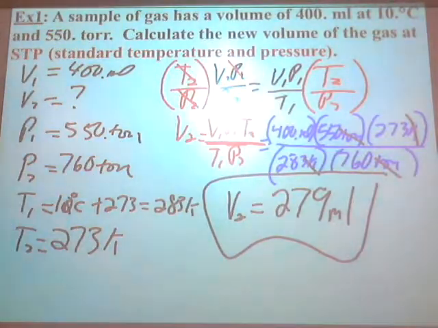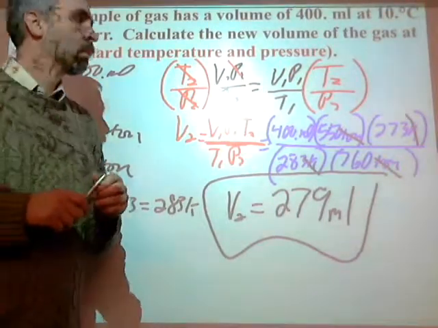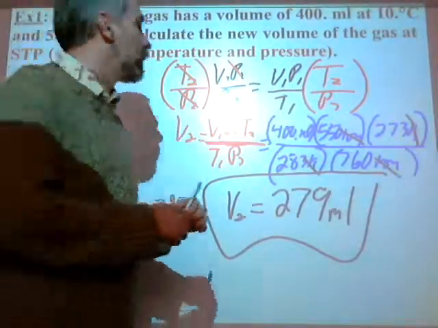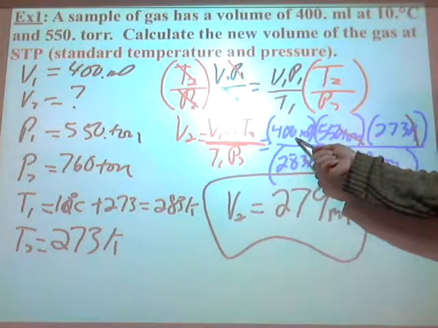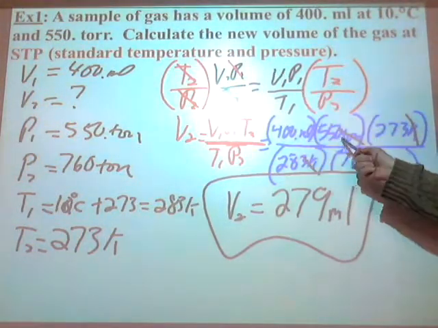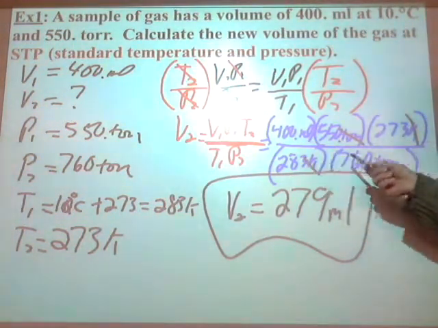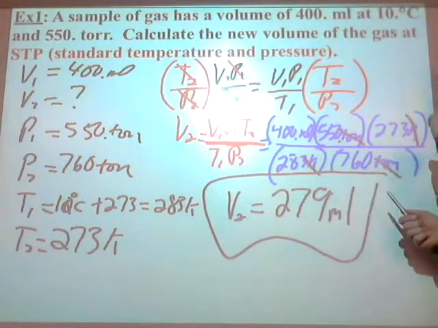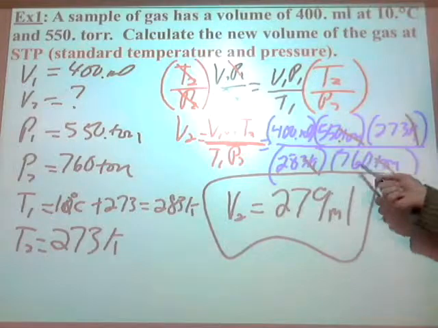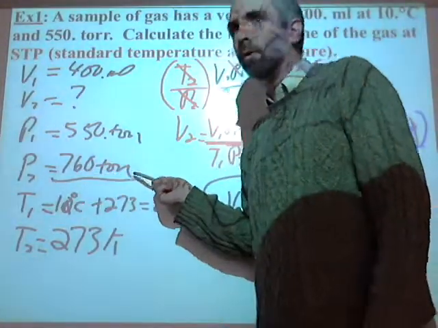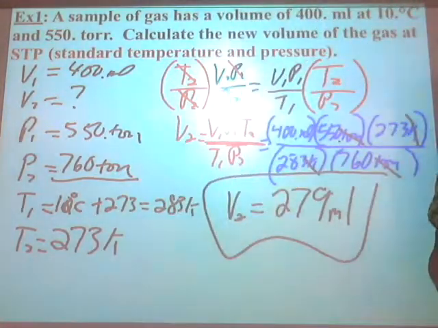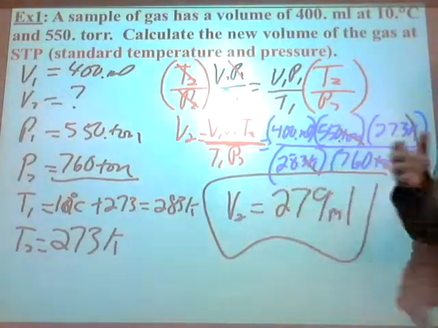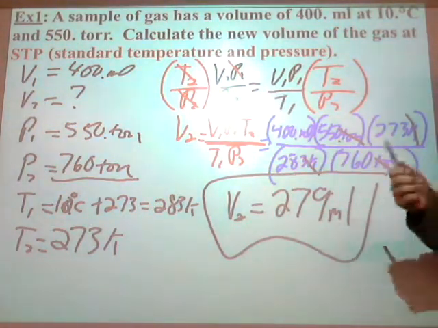Okay? So the significant figures is 3, because he has 3, 400 with a decimal point. He has 3, 550 with a decimal point. He has 3, and you're saying, well, this guy only has 2. No. There's no decimal in this one, but he is our standard. Standards have an infinite number of significant figures. They're considered to be like a counting number. They're like a perfect number.